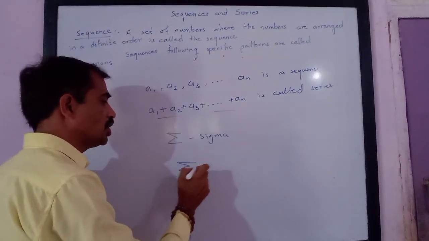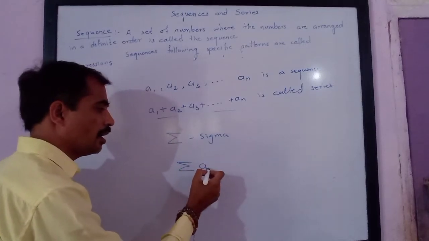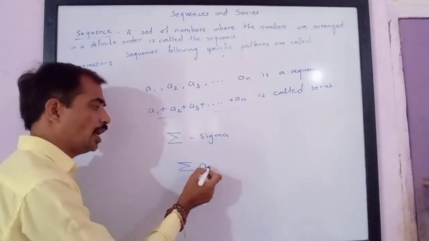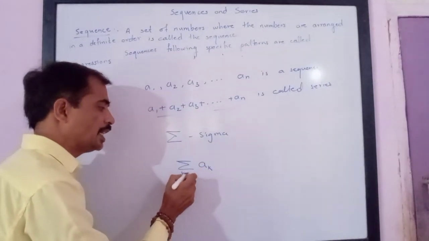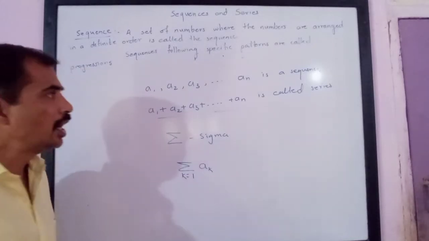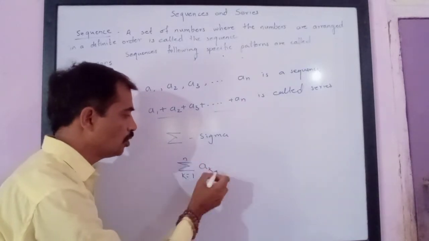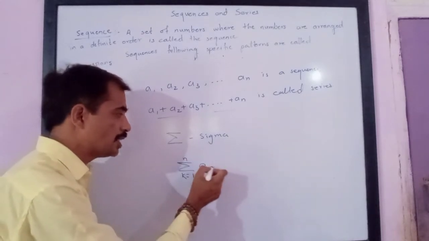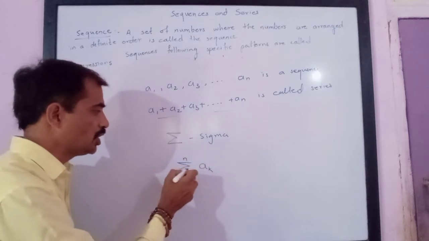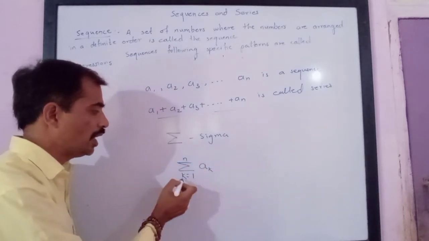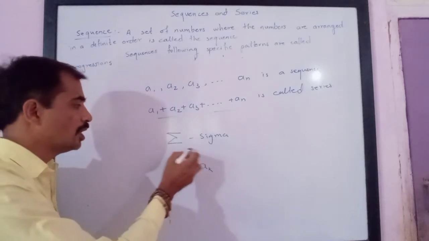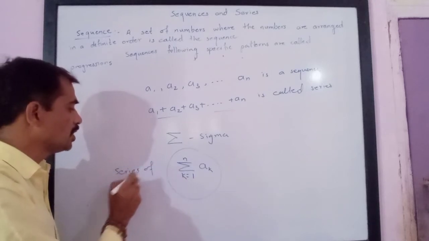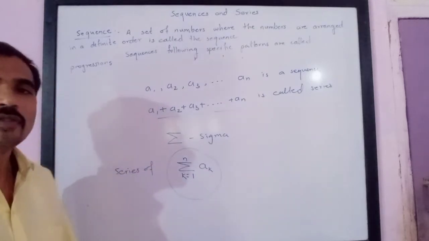So this is the summation of the kth term. Please note this k indicates the term number. So the kth term, where k varies from 1 to n. When you put k equal to 1, 2, 3, 4 up to n, the sum of all these terms is indicated by the summation of ak, where k varies from 1 to n. So this is called the series of the given sequence.